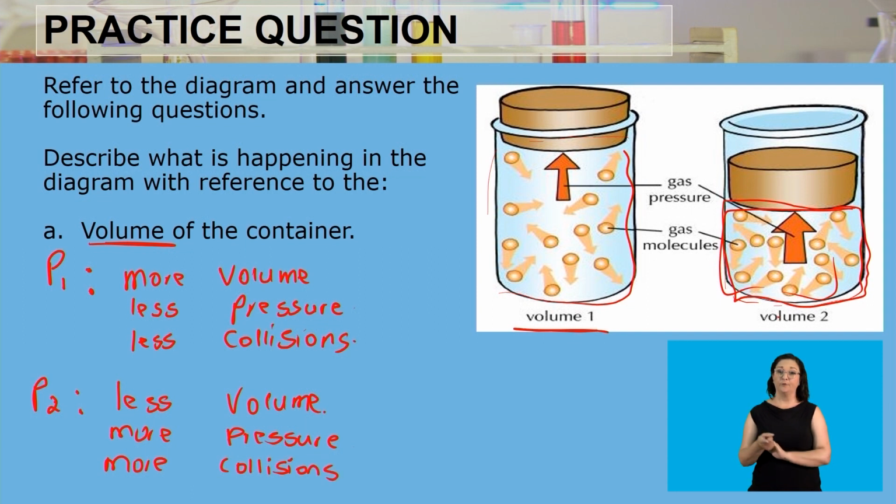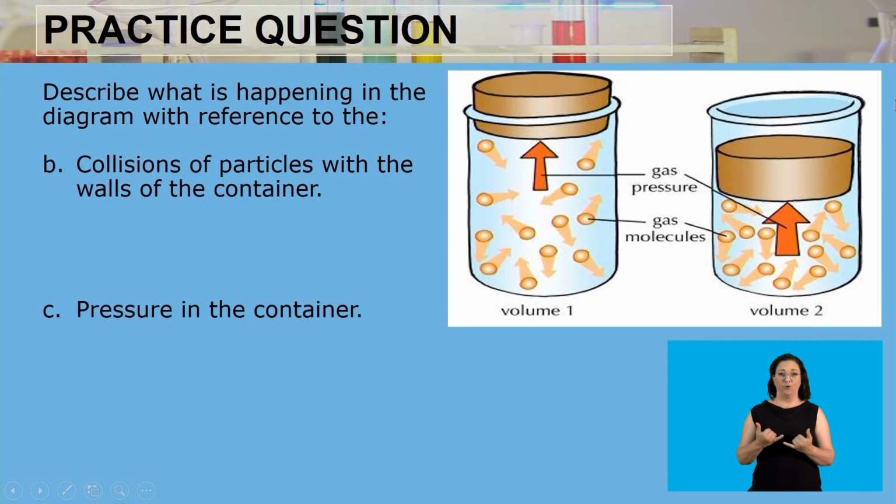So that's what is happening with regards to the volume: picture number 1 has more volume for the particles to move around, and once they have more space to move around, there's going to be less pressure, and less pressure will mean that there's less collisions. And the opposite is true. Once there's less volume for the particles to move, there's going to be more pressure, and more pressure means there's more collisions per second happening, either between the particles themselves and also between the particles and the walls of the container. Next question.